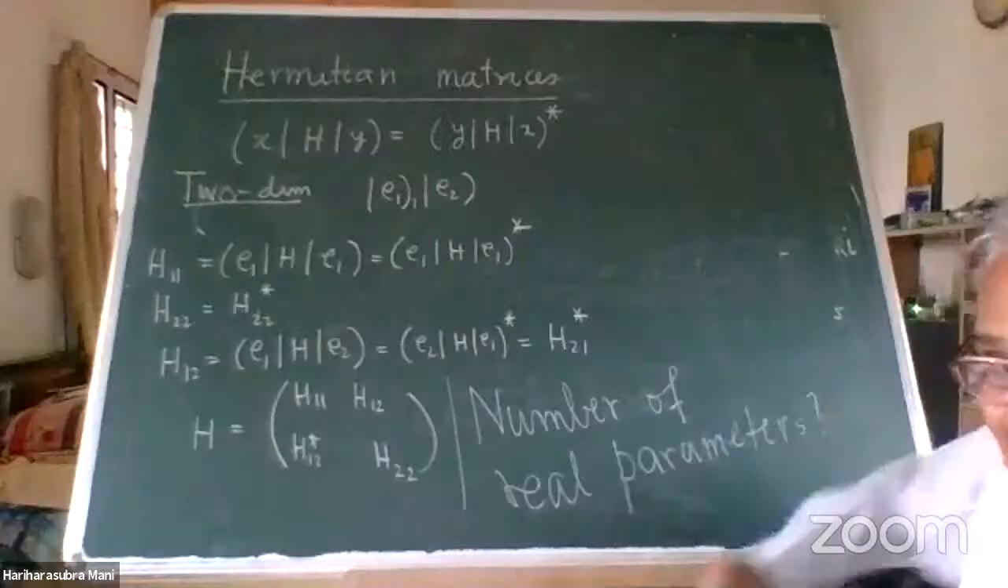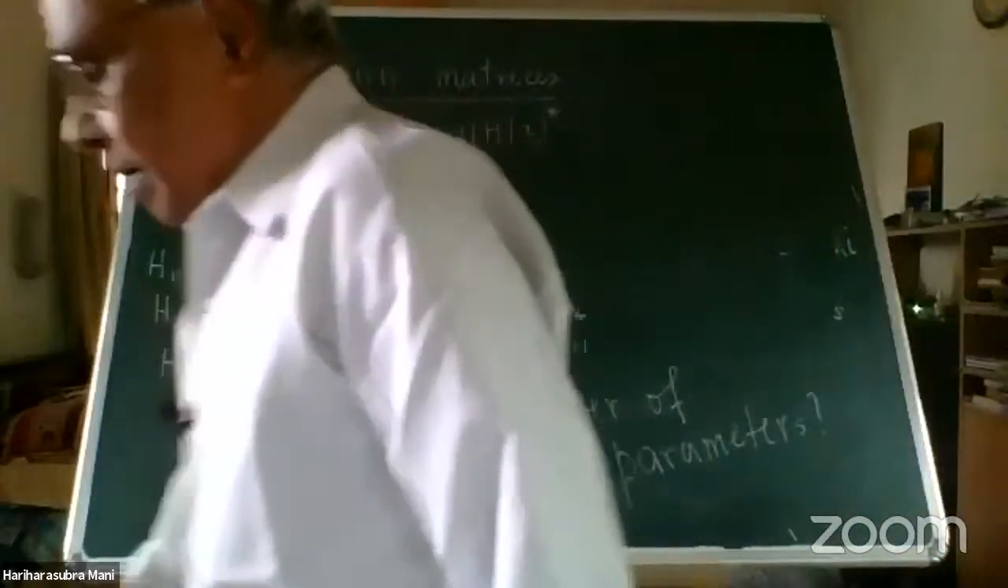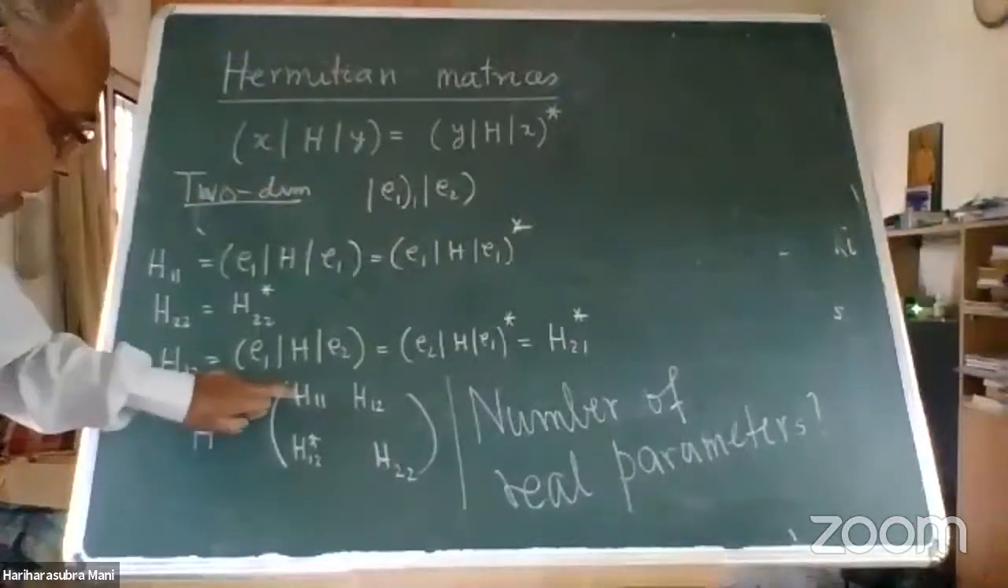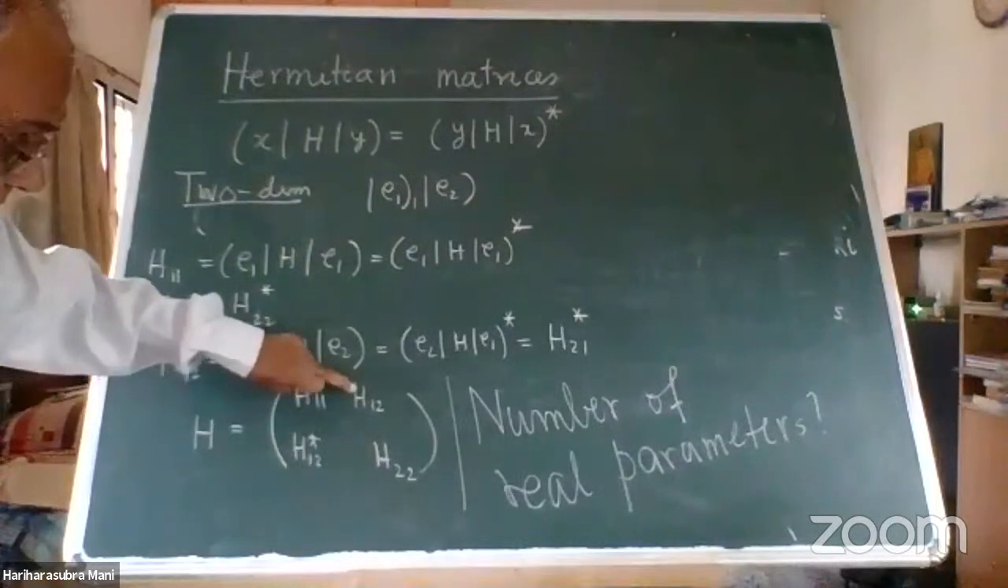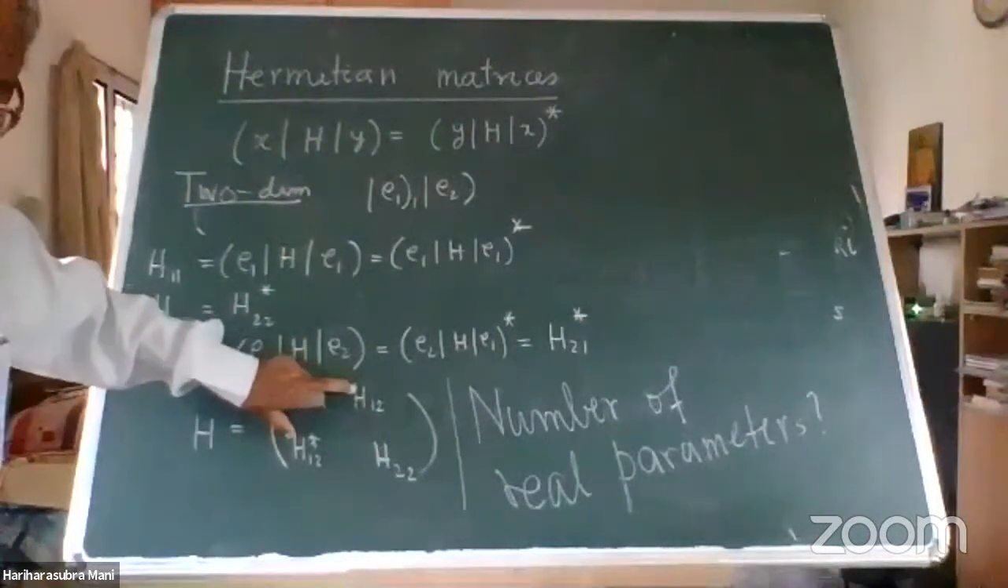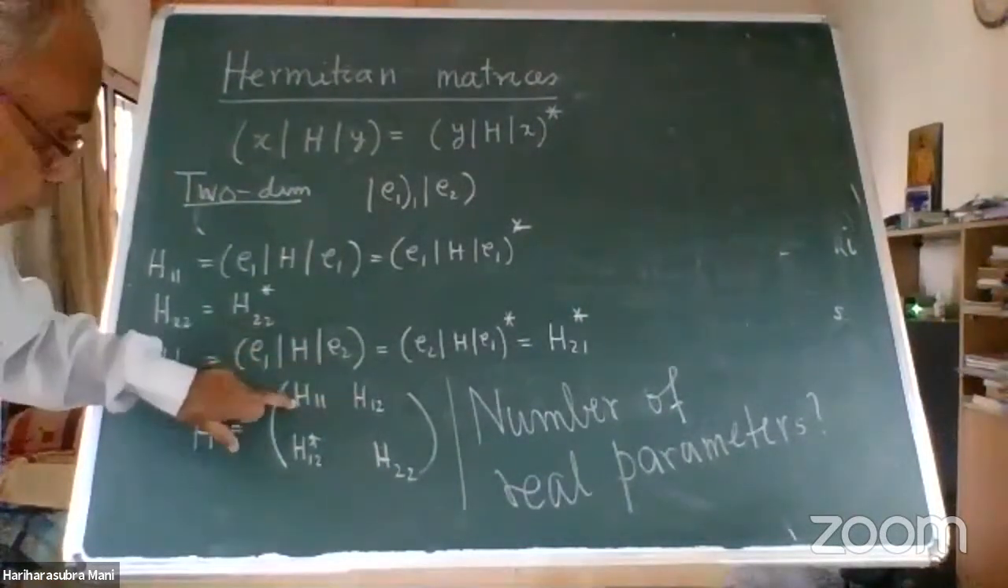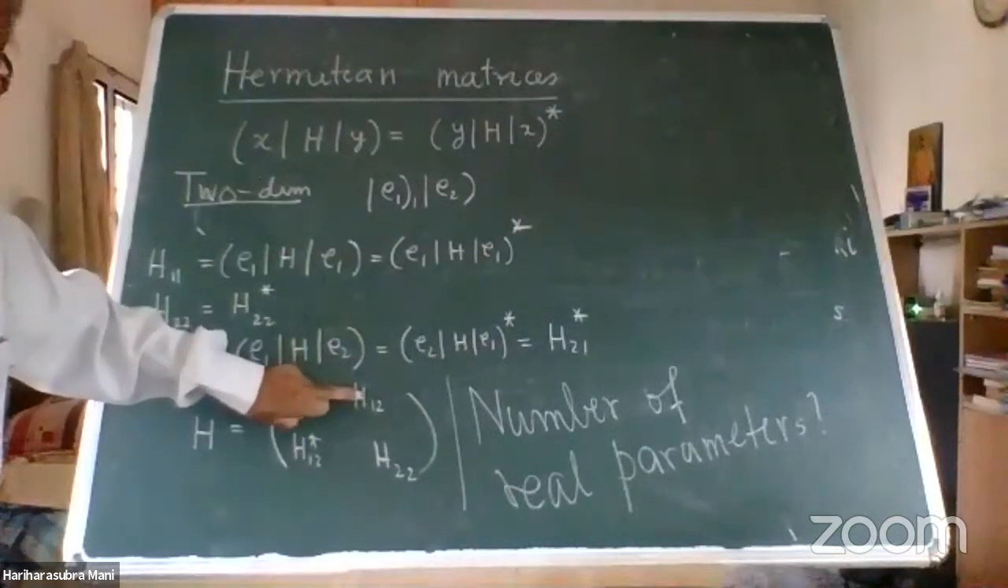4 parameters. That's correct. How do you see that? The thing is, I have one real parameter here, one real here, one complex parameter here between the two. One is a complex one. So I have 1, 1, and 2. That makes it 4.